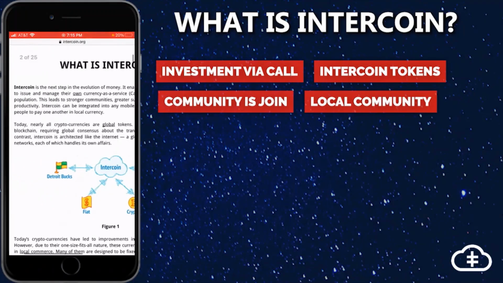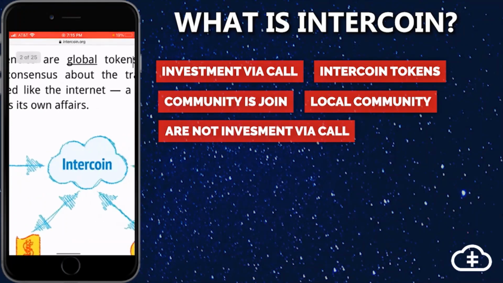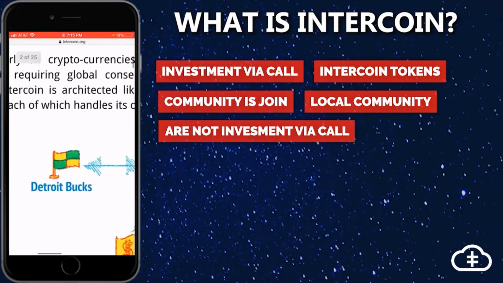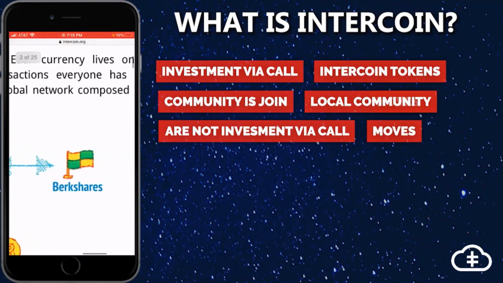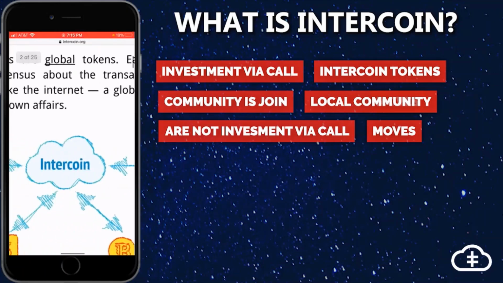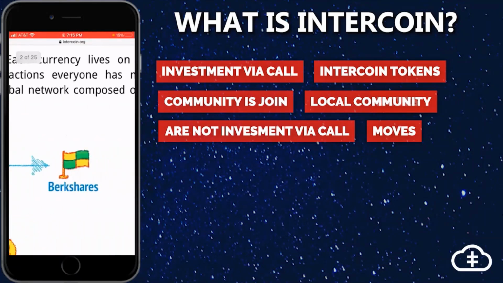Now, the local community currencies themselves are not investment vehicles. So one major thing that Intercoin does is separate the investment token from the currency token. And the thing is that the currency circulates within the city and hardly ever leaves the city. And so when somebody moves from Detroit to the Berkshires, they don't ever necessarily hold Intercoins. They either hold Detroit bucks or Berkshires in their wallet.